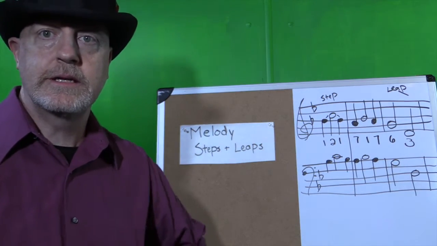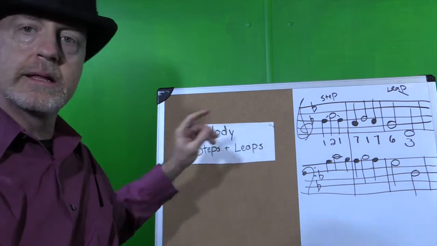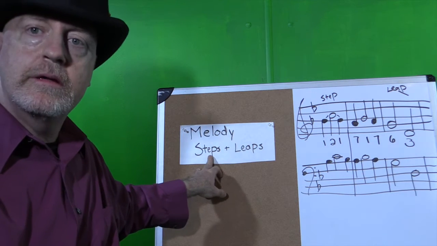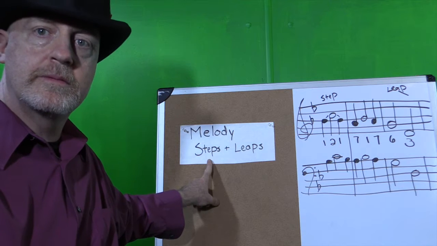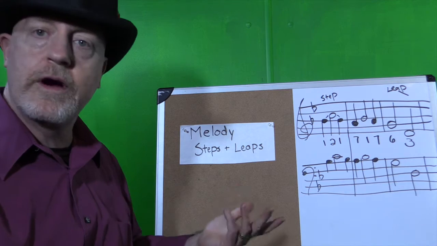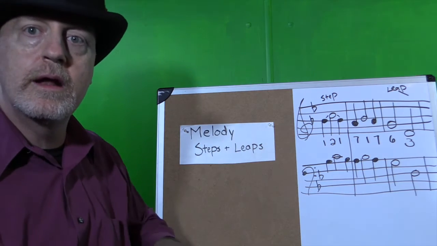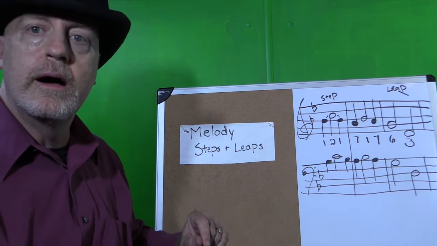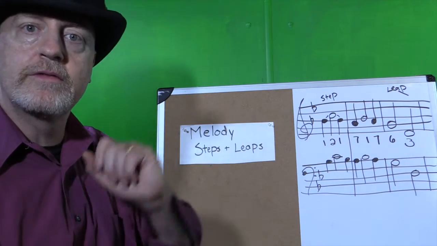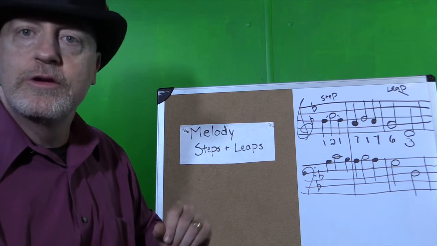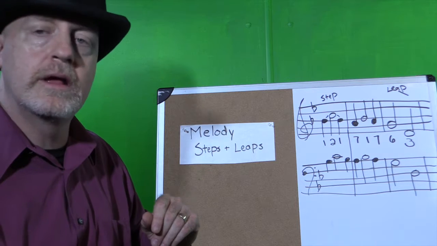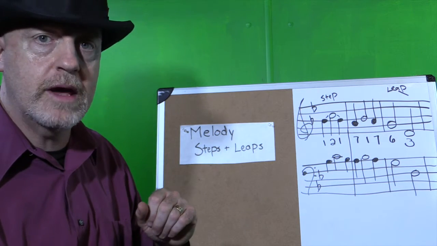Hello class, today we're going to talk about melody, and specifically how melody can sometimes move in steps and sometimes move in leaps. So far we've just been learning scales, just going right up the scale with no skips or leaps at all. We're just playing 1, 2, 3, 4, 5, 6, 7, 8. Well, that's not usually how music works. Usually music has different directions that it goes, and it doesn't always go in the order of a scale.